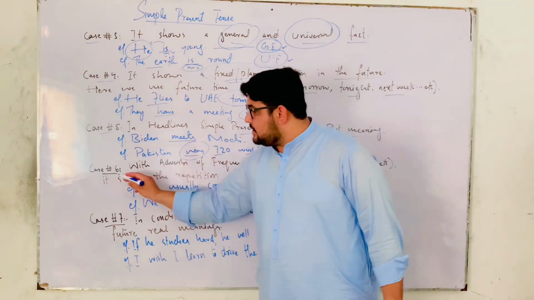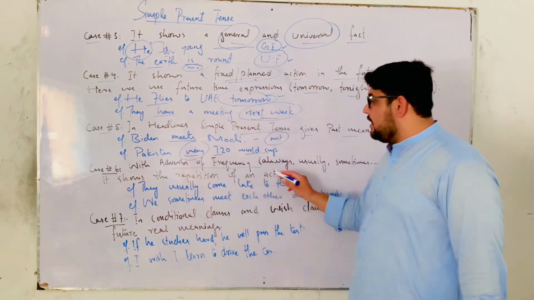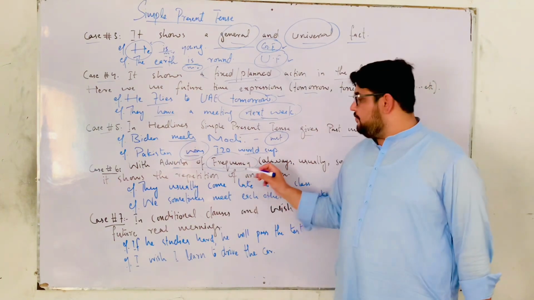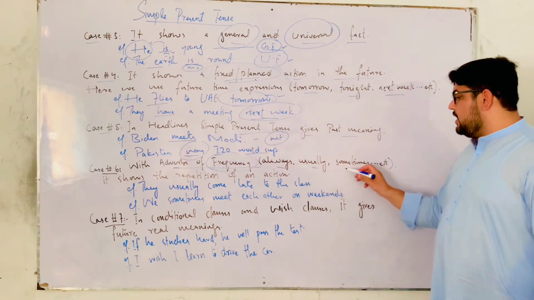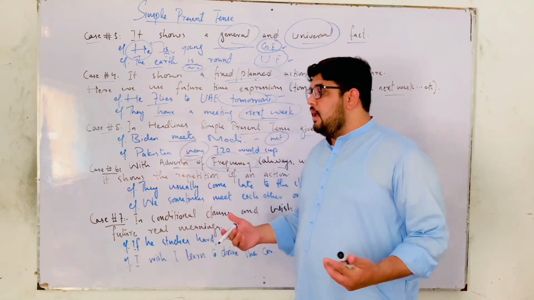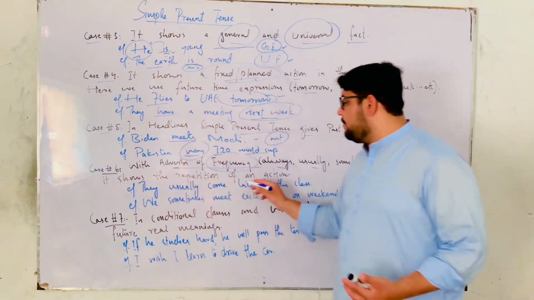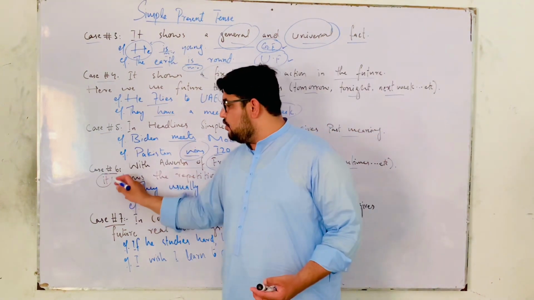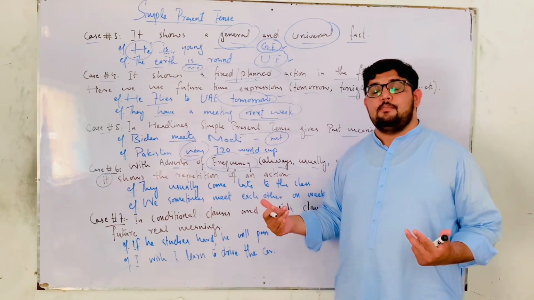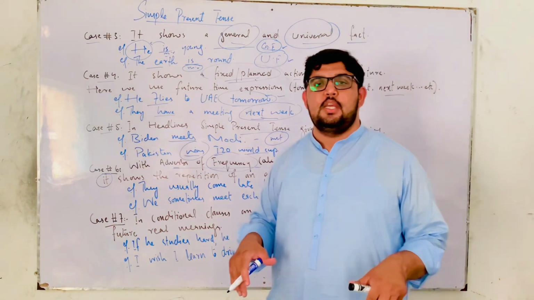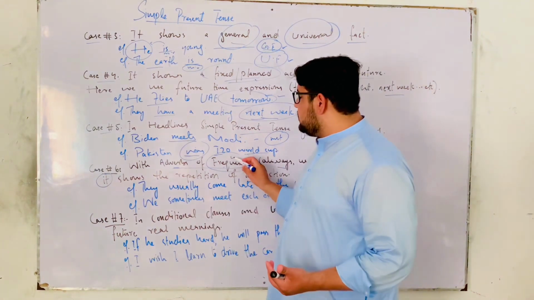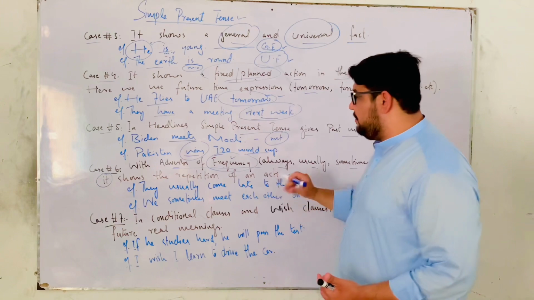Case number 6. Next is that with adverbs of frequency. Frequency shows repetition. Those adverbs that show repetition, like always, usually, sometimes, frequently, show the repetition of an action. Simple present tense shows the repetition of an action with the adverbs of frequency. So adverbs of frequency are used in simple present tense to talk about the repetition of an action.